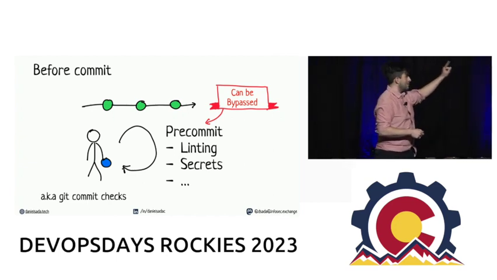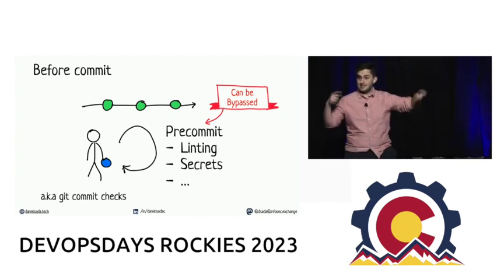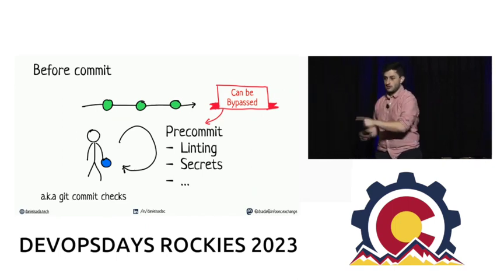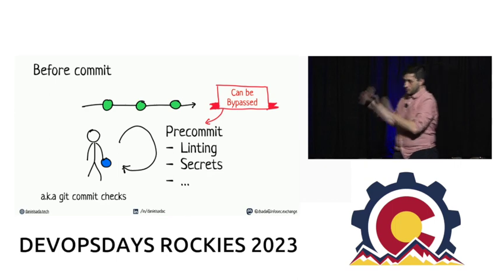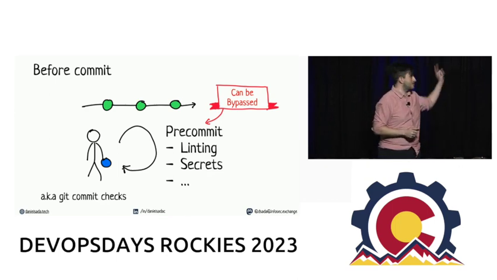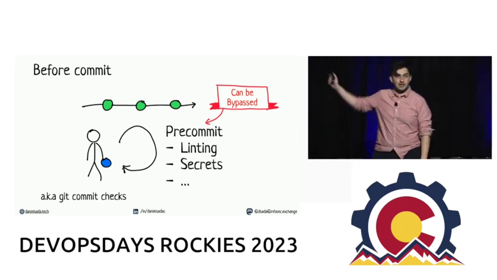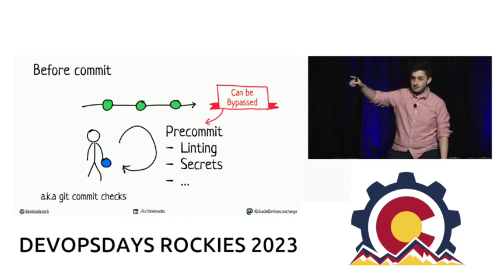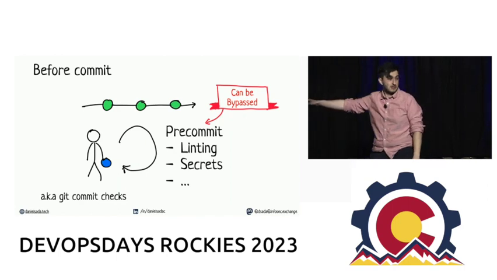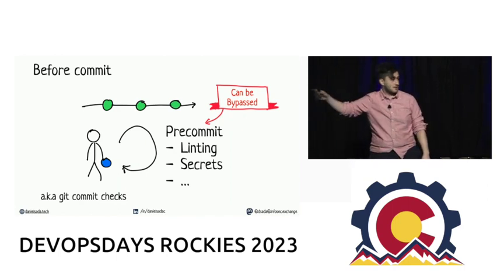And this is local, so the developers can iterate on their commits until they have exactly the linting and formatting you want to have. Or you can also check for secrets here. But you also have to be careful, because if you do git commit and you pass the flag in, you can skip all of these pre-commit checks. So it's just nice to have for the developers.